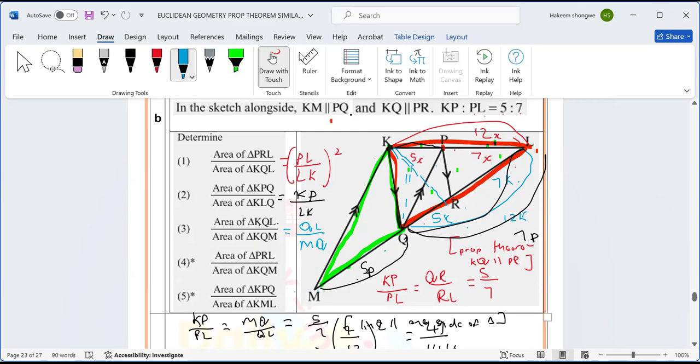You see, when I was speaking about this, I said this one was given. So I was using these things that were given. I didn't need to use the prop theorem. All these things that are below here, they were not there originally. How did they get there? They got there because we used the prop theorem.